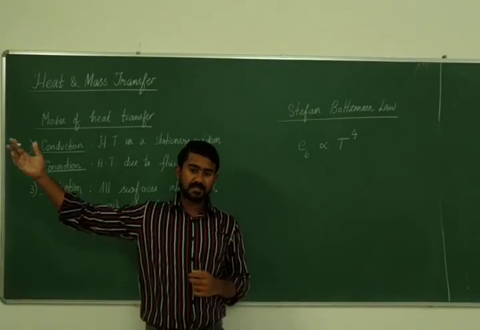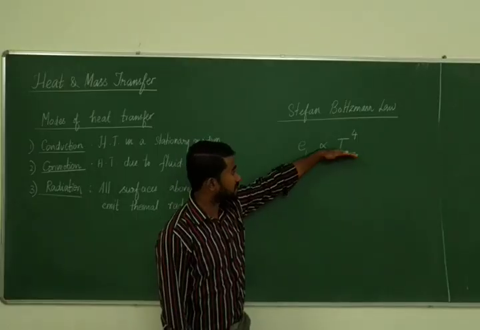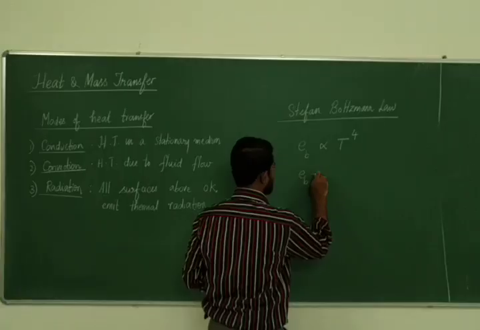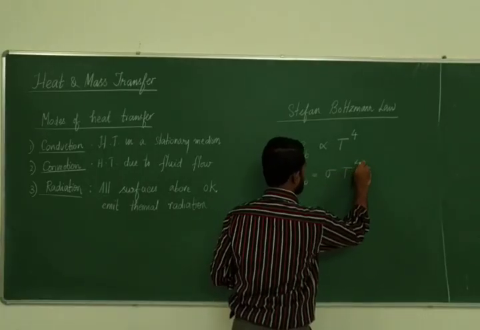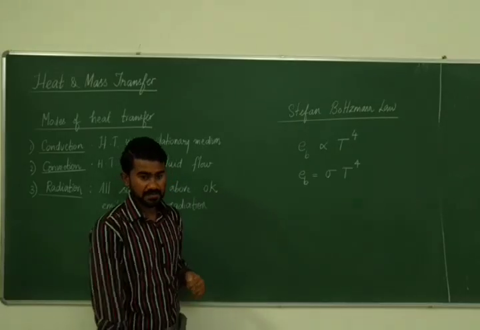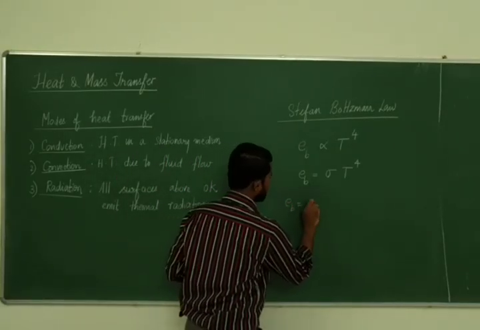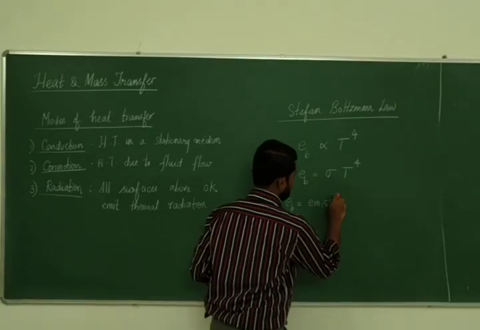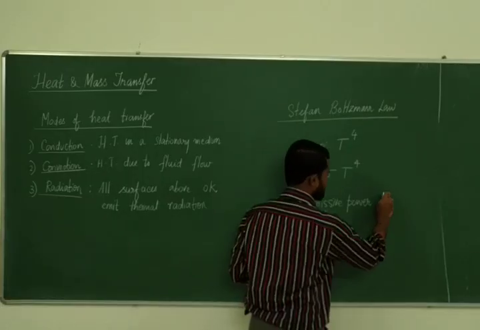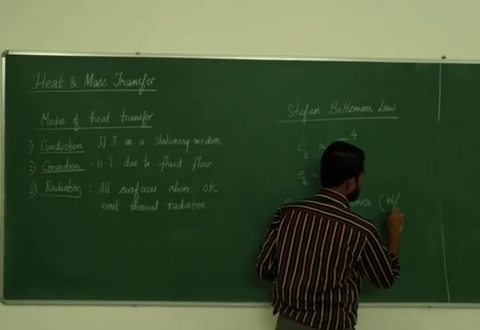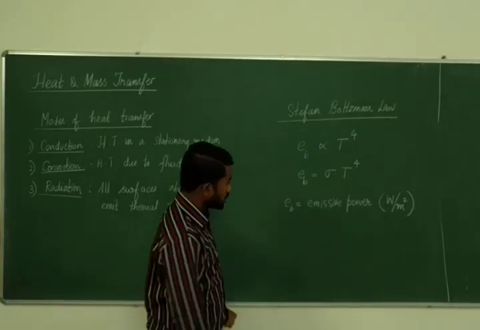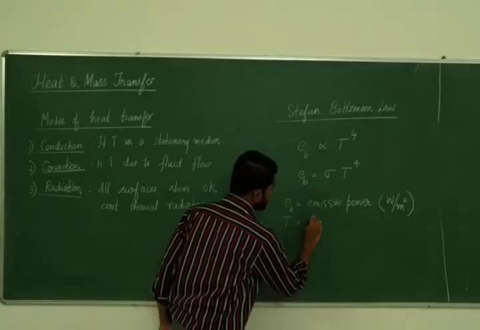The radiation from the sun's surface is going to be very high because the radiation is proportional to T to the power 4. And as usual, you have a proportionality constant here, which you call sigma, and sigma is called the Stefan-Boltzmann constant. E_b is the emissive power of a black surface, and I'll come to that when we talk about radiation. The emissive power is the heat flux, the heat transfer per unit area, and T is the temperature.